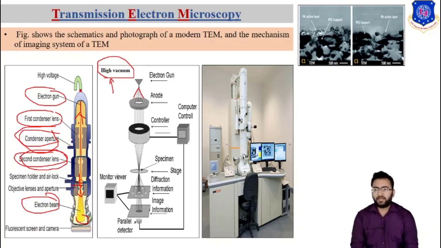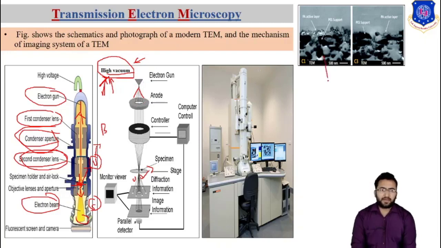An electron that passes through this sample is known as a scattered electron, and an electron that is reflected from the sample is known as an unscattered electron. Unscattered electrons make the image black, whereas scattered electrons make a clear image. Here we provide a high vacuum system because at normal pressure there is a chance for electrons to collide with each other and we would not get a clear image. This is the purpose of providing the high vacuum system in this entire setup.